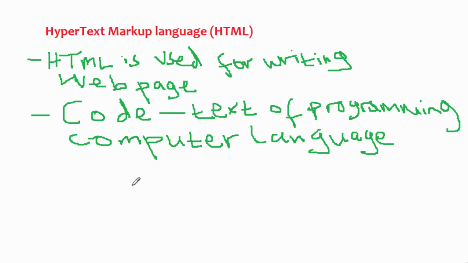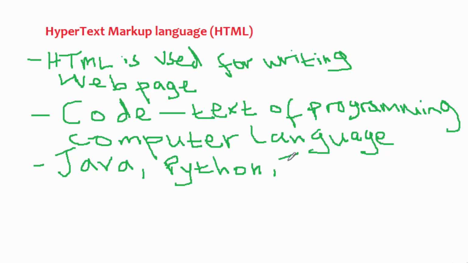And we have so many languages which are used when we are talking of programming. HTML is just one of them. Other languages are like, apart from HTML, we have Java. We also have Python. We also have JavaScript. These are other computer languages which you might learn in future.